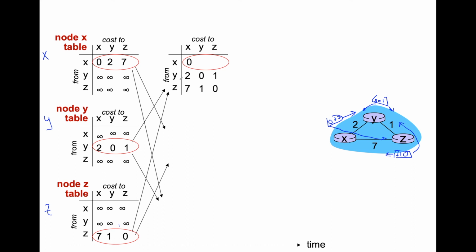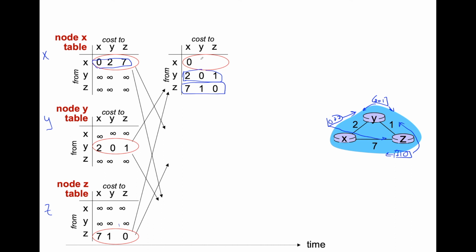So it gets that 2, 0, 1, fills that in. It knows it's from y. It also gets the 7, 1, 0 from z. So that's the distance vector from z. X gets the distance vector from each of its neighbors. So now x's old distance vector started out as 0, 2, 7.